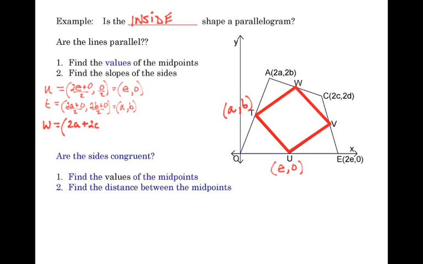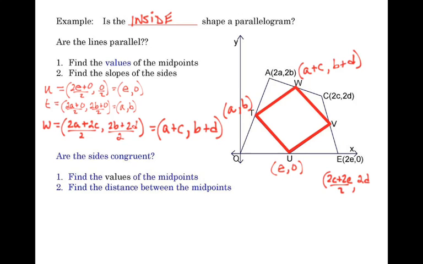And then I'll quickly go through the other ones. I take W, add the x values, add the y values, divide by 2. I get (a plus c, b plus d). And then for V, I add the x values and the y values, divide by 2, and I get (c plus e, d).